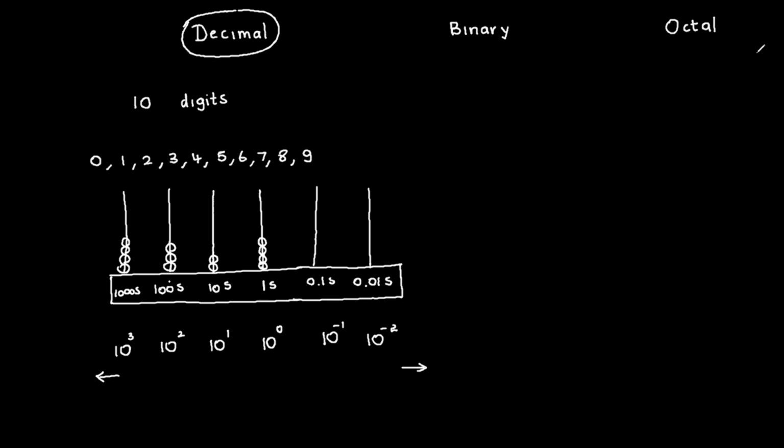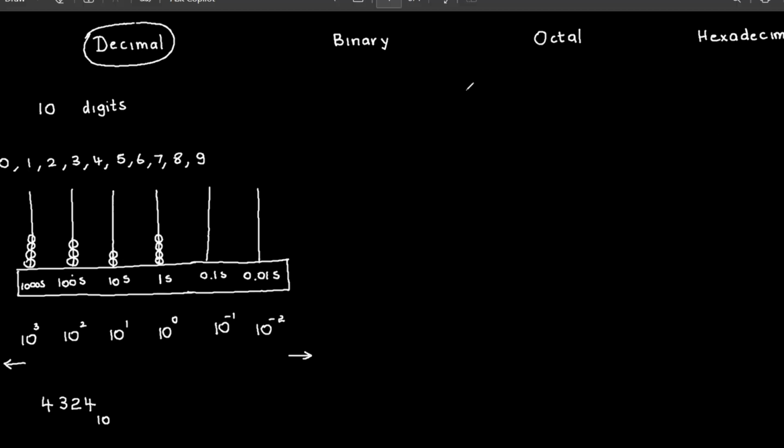Since we are using different number systems, whenever you are writing a number, let's say the number depicted here is 4324, the number should be given with the base value of 10. Since we are using 10 digits, 0, 1, 2, 3, 4, 5, 6, 7, 8, 9, there are 10 digits, so the base value will be 10. Similarly, we have binary.